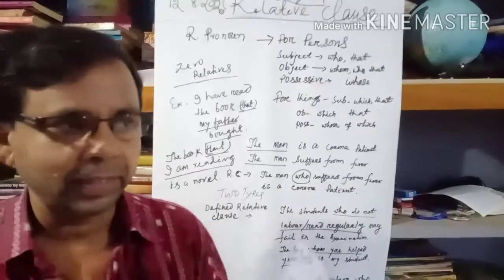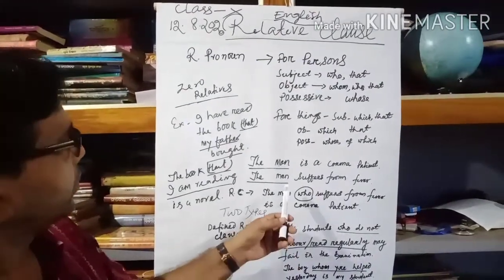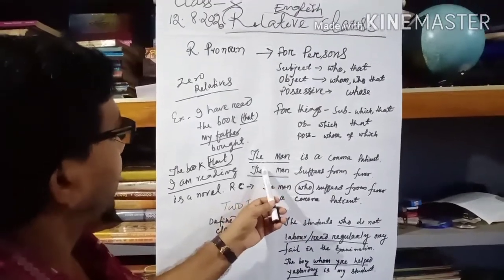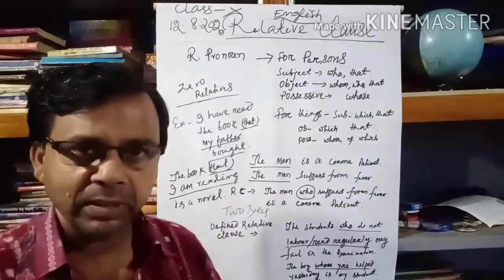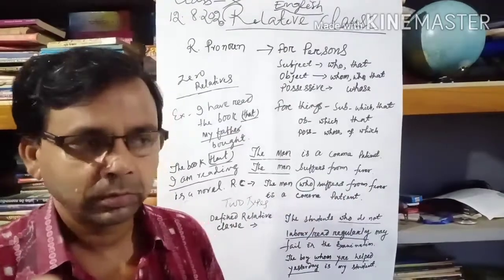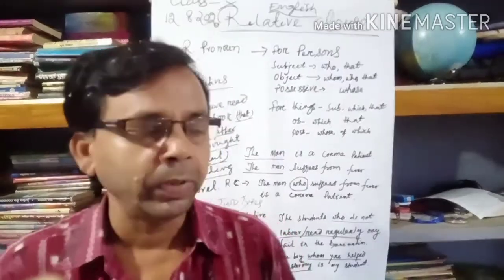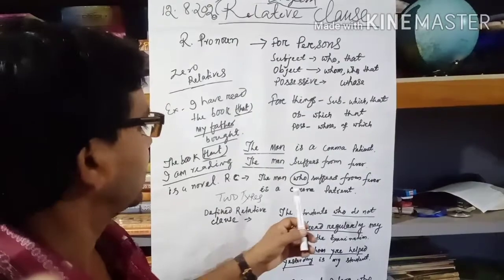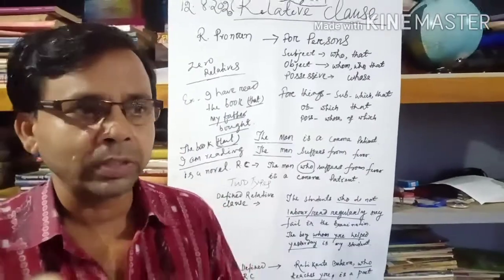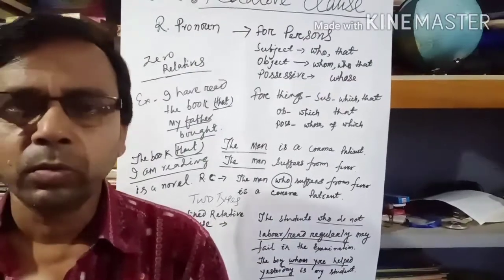Now the question is, how can we frame a relative clause? You come to two sentences, like, the first sentence, the man is a corona patient, and the second sentence, the man suffers from fever. The two sentences can be framed as a relative clause, or you may be asked to join the two sentences with a relative clause. Now, what should you do?